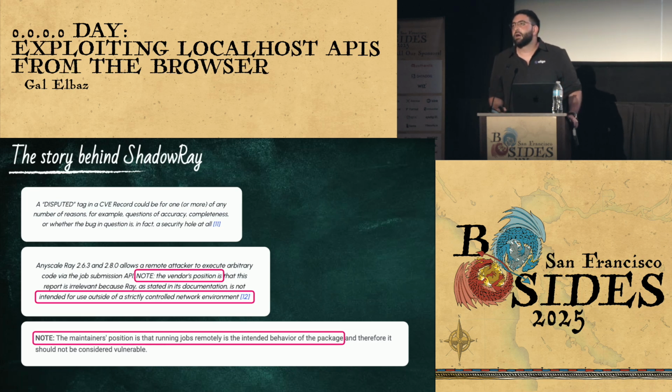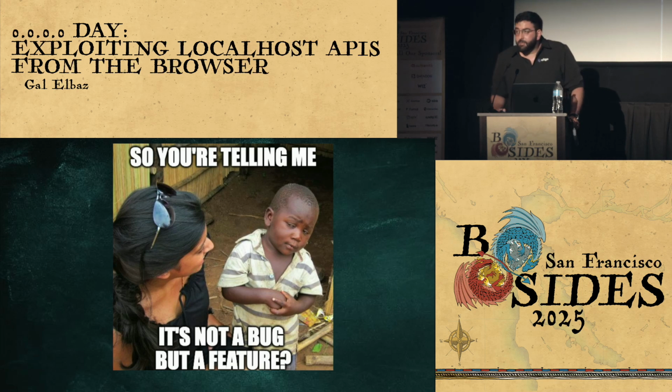And you can see the vendor claims, of course, this is the intended behavior. Users should run it inside a controlled network. Again, like every other framework that tries to put the responsibility on the users. Users are not security experts. Data engineers are even far more removed from developers that might have a little bit of security perspective. But as you can see, the maintainer position is that running jobs remotely is an intended behavior of the package. Cool, so you're telling me this is basically not a bug, but a feature.